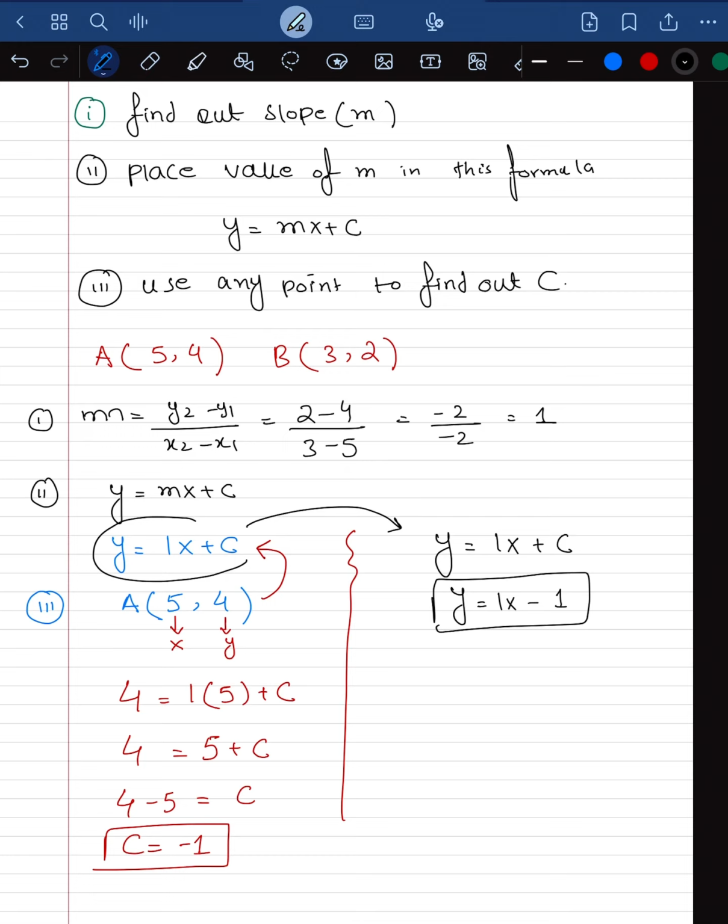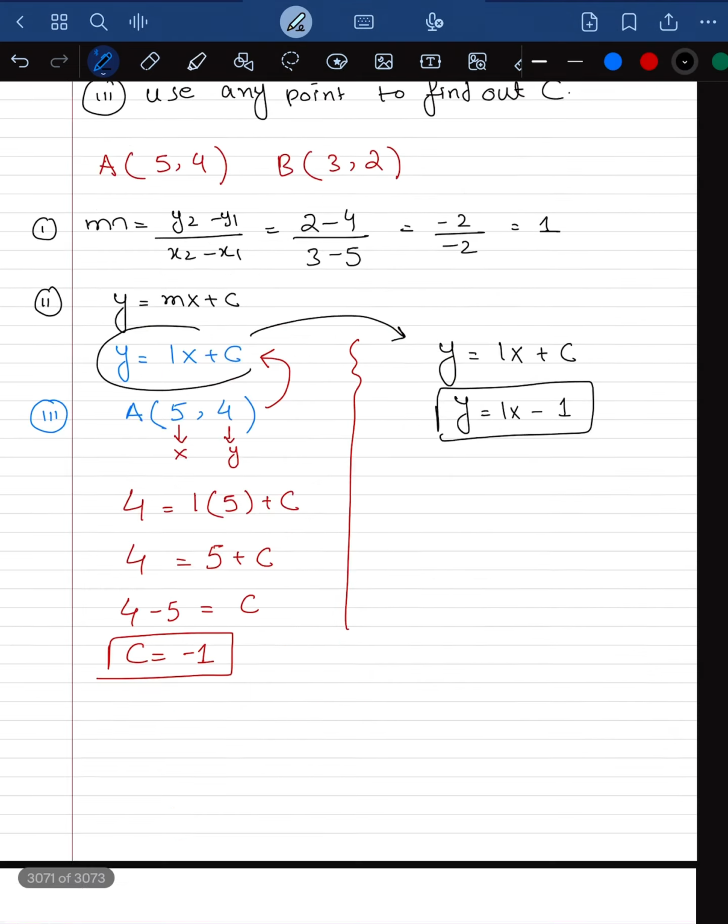So this is the third concept, or the last concept. Sometimes in the paper they will give you the equation and they will ask you to find the slope of the equation. Let's say the question is: we have a line 3x plus 2y is equal to 5. Find out the slope and y-intercept. That's quite simple.